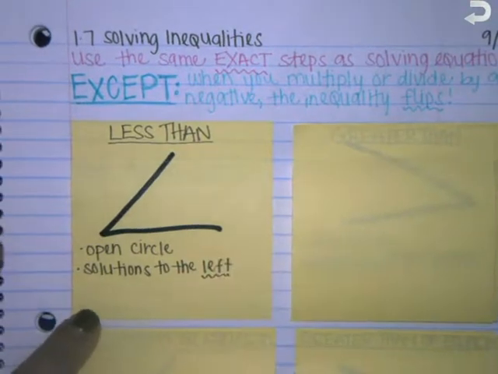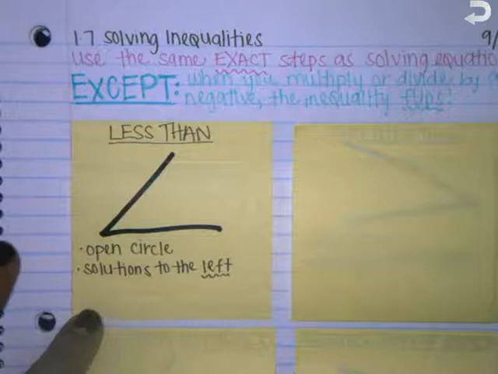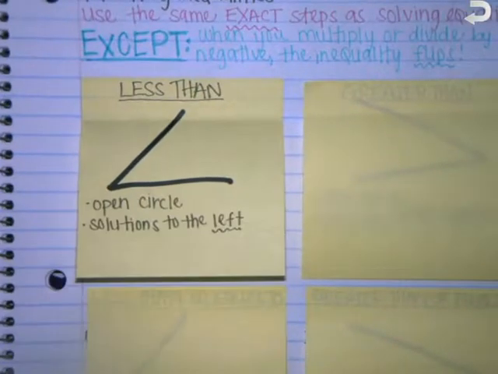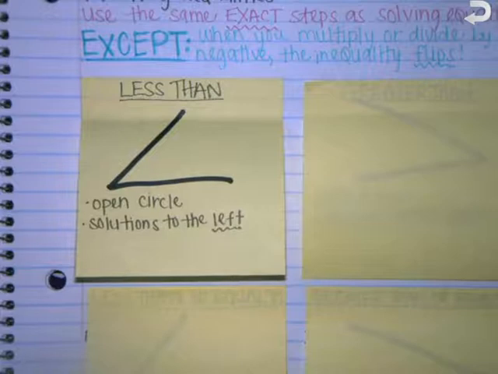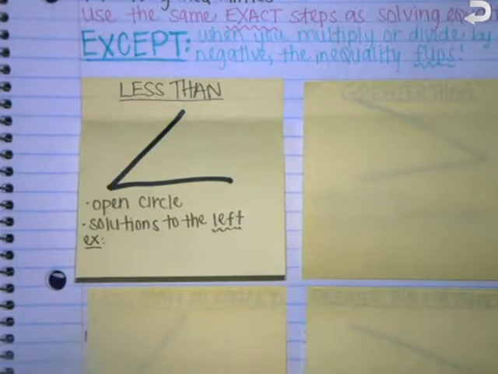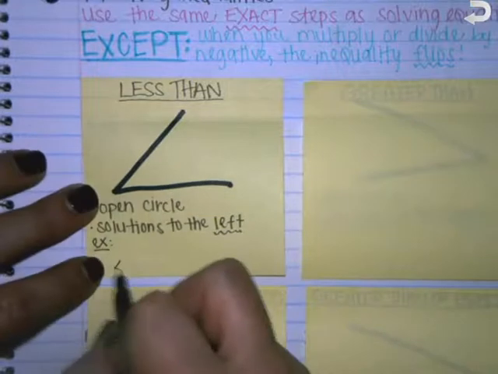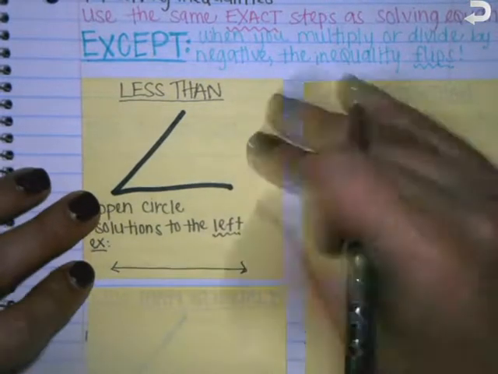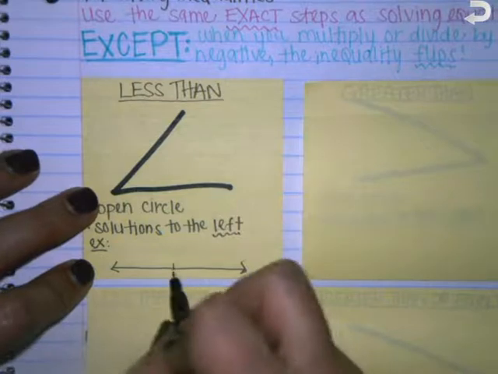And when we graph it on the number line, we graph it with an open circle, and all the solutions are to the left. And we're going to do an example with a number line. So make sure you give yourself enough room to do a number line.